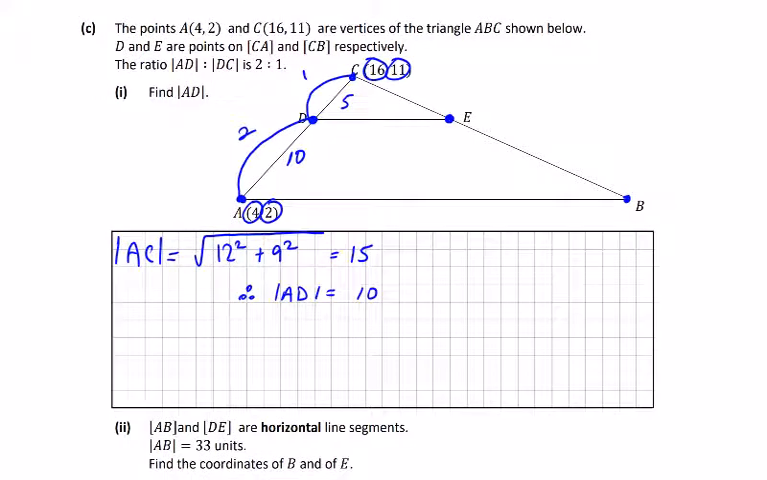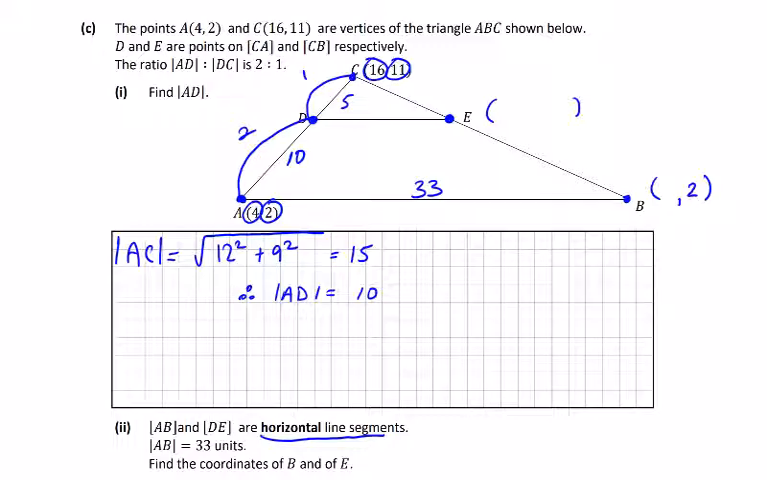AB and DE are horizontal line segments, and AB is 33. So this bottom line here is 33. Find the coordinates of B and E. So we're looking for these ones and these ones. The fact that these are horizontal lines means that the y coordinates for these are not going to change. So B is going to be something, 2.